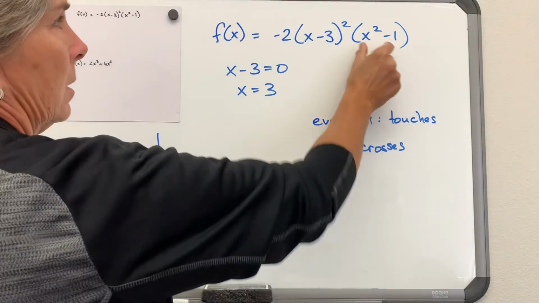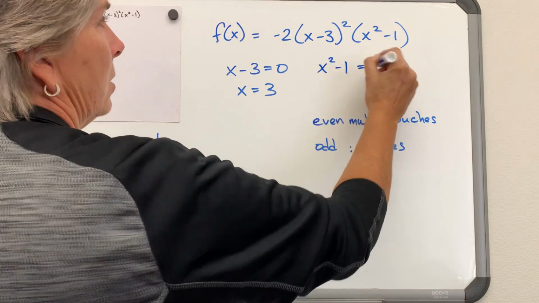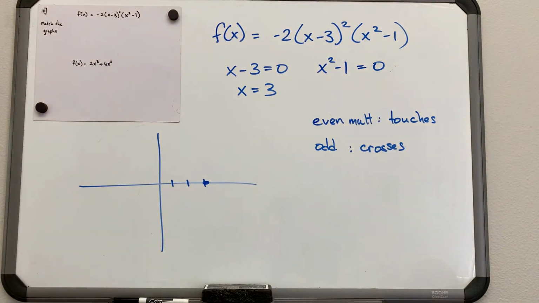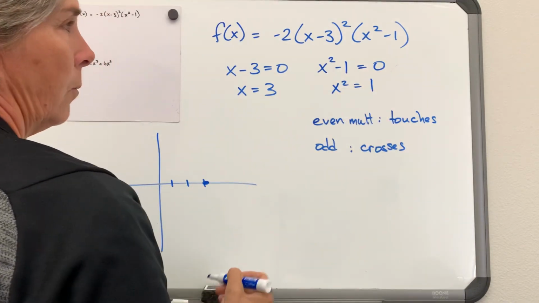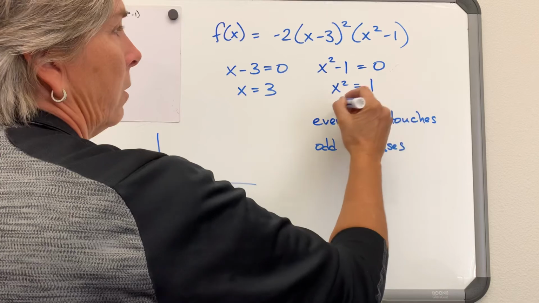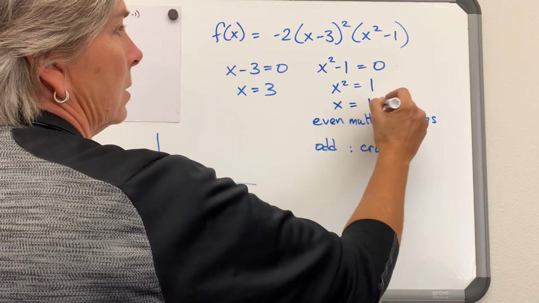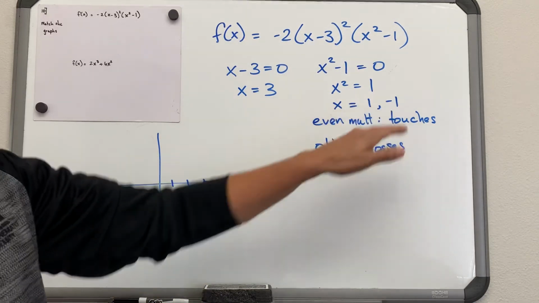Okay, so let's look at this one. This one is a little bit more complicated than we're used to. If I set that equal to 0, I get x squared equals 1, but then I have to take the square root of both sides. And keep in mind, the square root of 1 actually gives me 2 answers, 1 or -1. So that's not a multiplicity because it's not the same answer repeated. It actually gives me 2 separate answers.